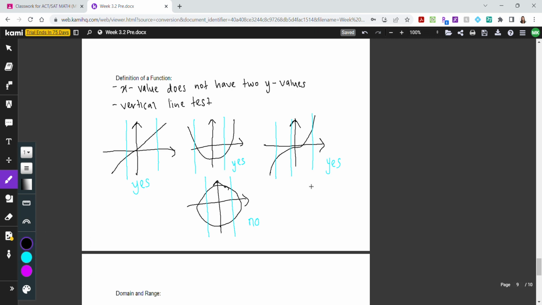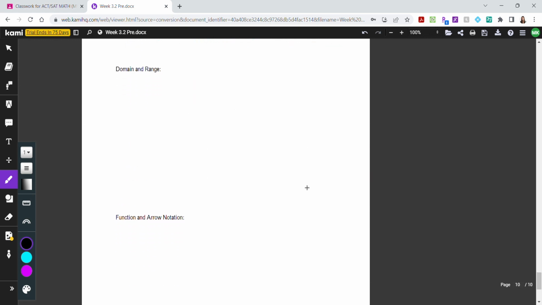So that's how you would find out if it's a function or not. You use the vertical line test. If it cuts at 2 places, it's not a function. If it cuts only at 1 place, it is a function. All right. Now, domain and range.